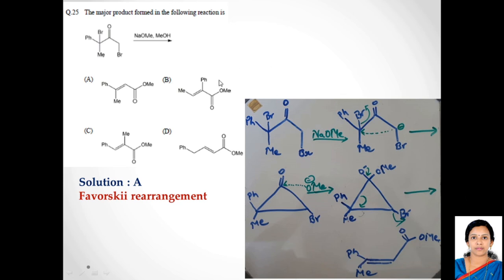And now this rearrangement is a named rearrangement. It is called the Favorsky rearrangement, and this is one of the favorite rearrangements for the JAM question paper. This rearrangement, in different forms, is asked every year in the JAM question paper. So make sure you study this rearrangement really well.